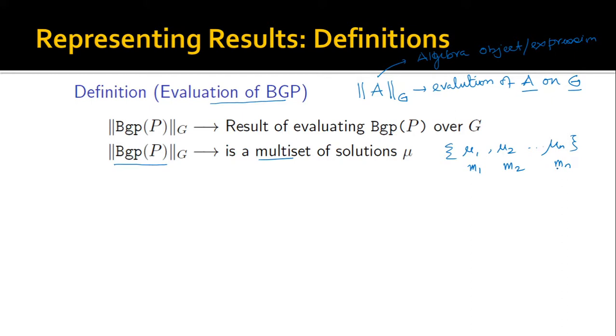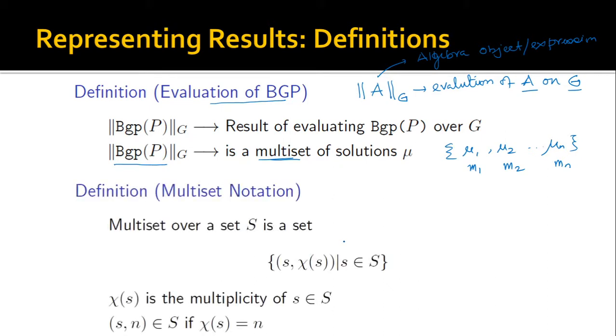Some of them can be 1, right? But others, they can be more than 1. So as this set is having elements that are repeating, that's why it's called a multiset, right? So we'll be using a multiset notation. Let me talk about the notation that we are going to use to represent a multiset.